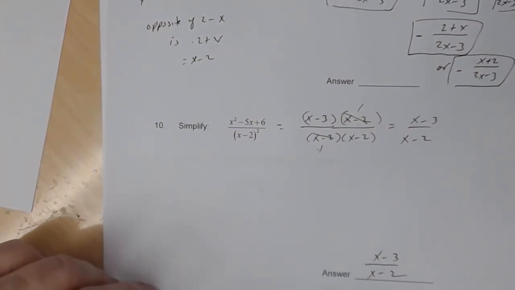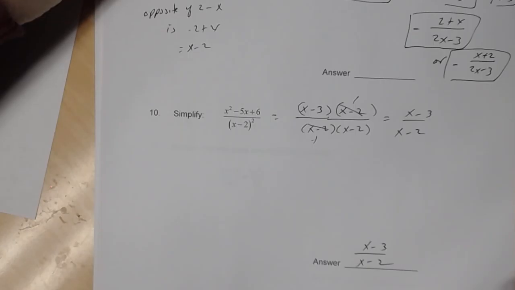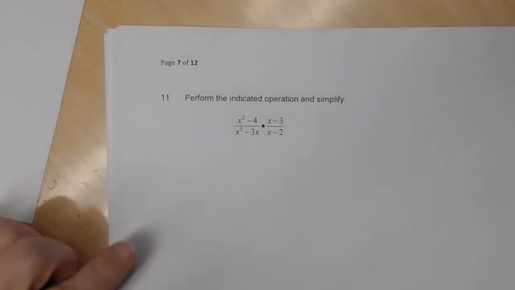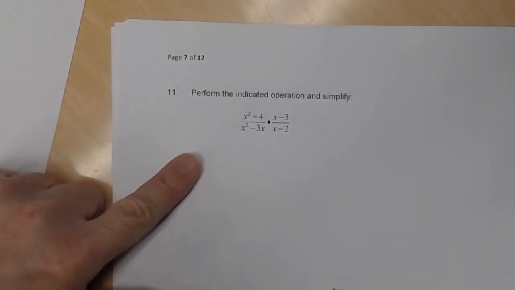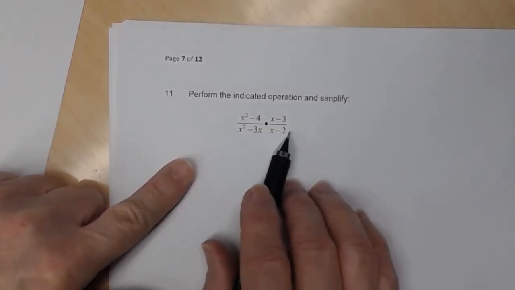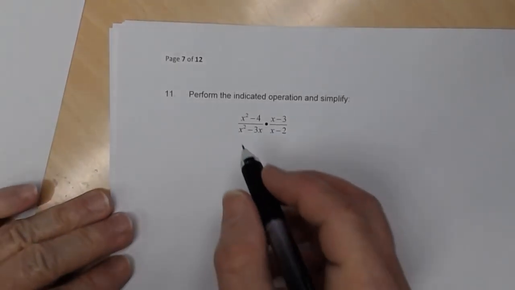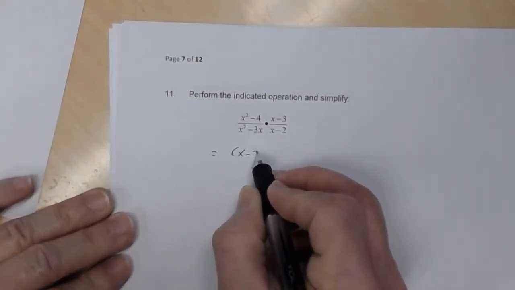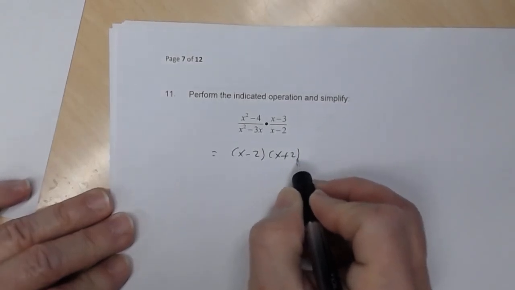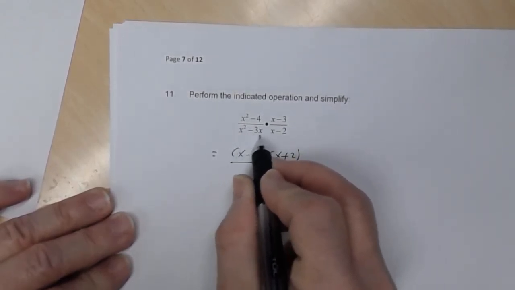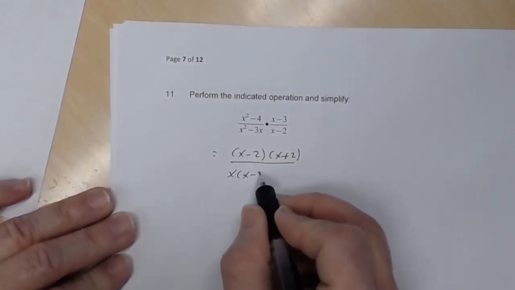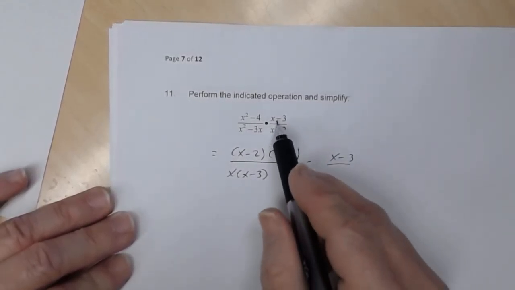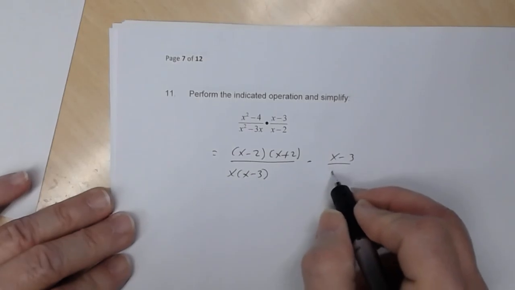Okay, number 11. This time you're multiplying rational expressions. So again, same thing. First thing you're going to do is reduce. So you're going to factor the numerator as much as possible. So over here, I can write this as x minus 2 times x plus 2. And the denominator, I can factor out an x. So that's x times x minus 3. Here, I can't do anything. I can't factor this. The GCF in both cases is still 1.